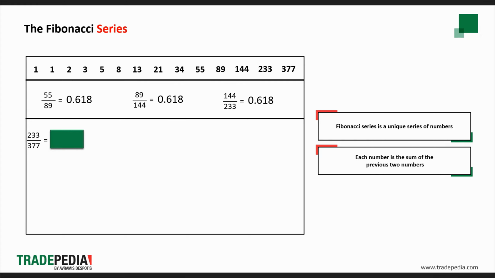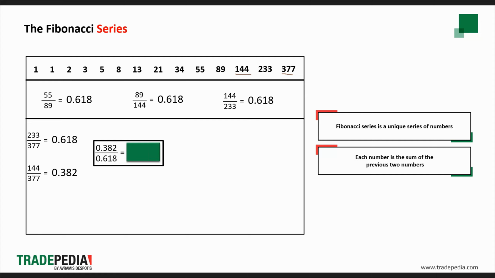Let me just cycle through all this. Of course, 233 divided by 377, you get 0.618. However, if you skip one Fibonacci number, 144 divided by 377, you get 0.382. Sorry. This is what you get when you skip one number. And if you take 0.382 and divide it by 0.618, what do you get? You get 0.618 again.